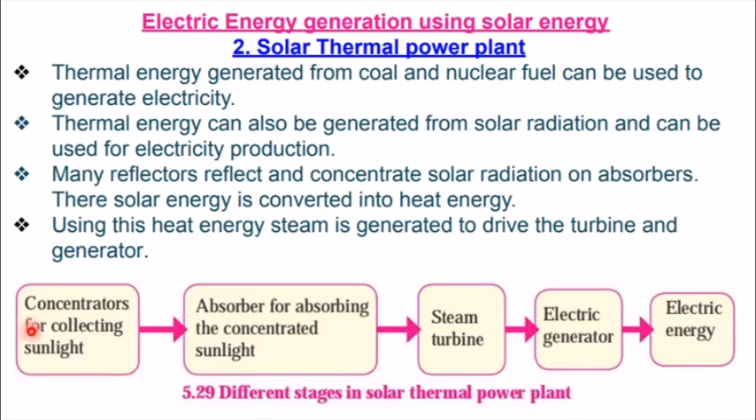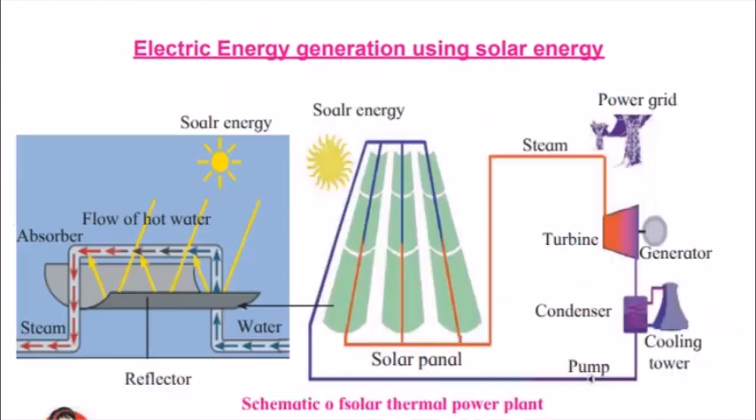So here you can see we have concentrators for collecting the sunlight. Sunlight needs to be collected and absorbed, so we have absorbers. Then we have a steam turbine. Because of the absorbed sunlight, because of the heat that is generated, this turbine will rotate, and then the electric generator will produce what? The electricity. So this is the diagrammatic representation of a thermal power plant.